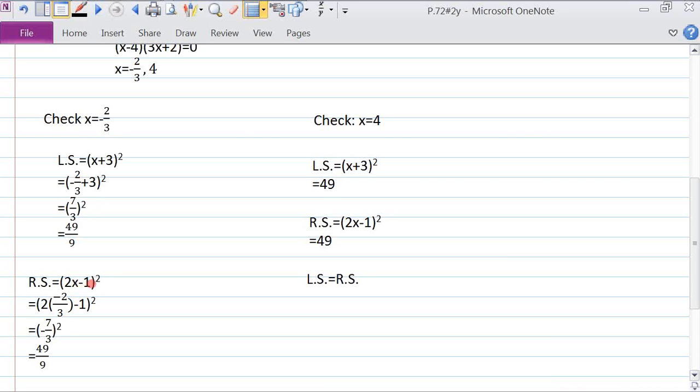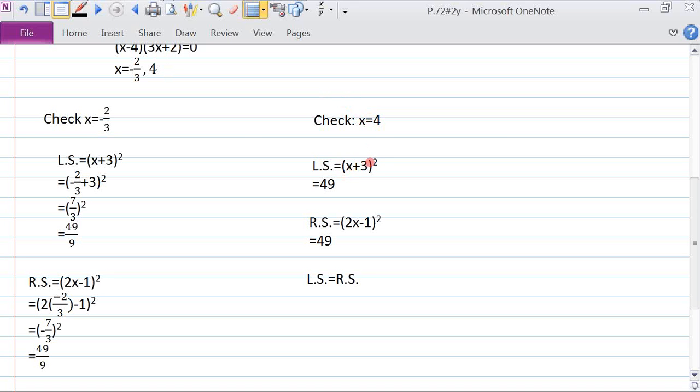2x minus 1 squared. Here's the 2x, which is 2 times minus 2 over 3, minus 4/3. Minus 1 is minus 3 over 3. It's the same thing. So minus 4/3 minus 3/3 gives me minus 7/3. When I square that, I get 49 over 9. So that works out. Now I'm going to check with x equals 4.